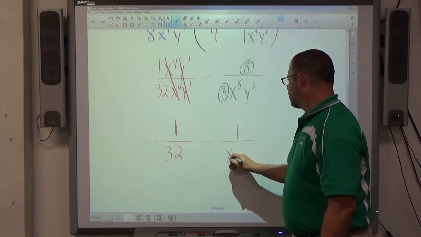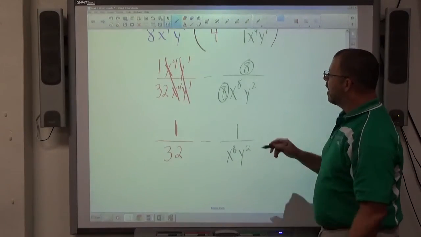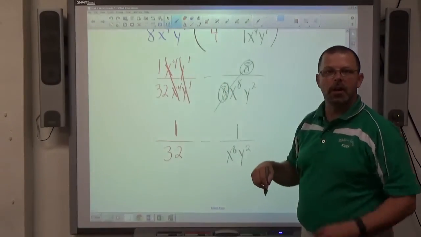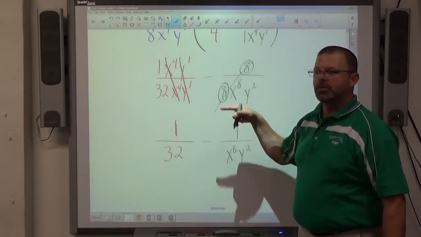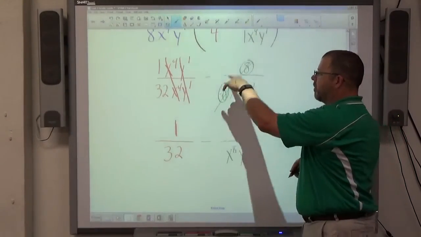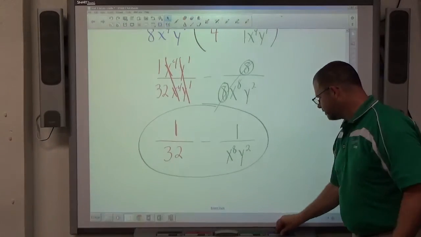X to the 8th and y squared are behaving themselves on the bottom. They get to stay right where they're at. There's no extra x's or y's. I've seen people make that 0 because you're subtracting powers here. Why don't you subtract numbers? Because the numbers are numbers. These are letters. The rule about subtracting has to do with letters. 8 divided by 8 makes 1. That is the best answer to that problem.